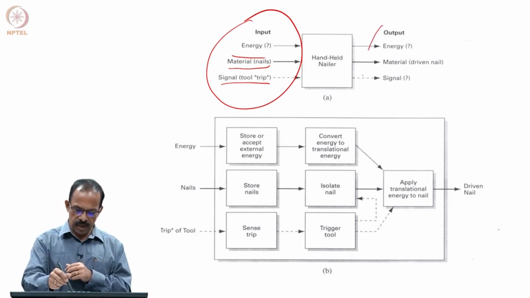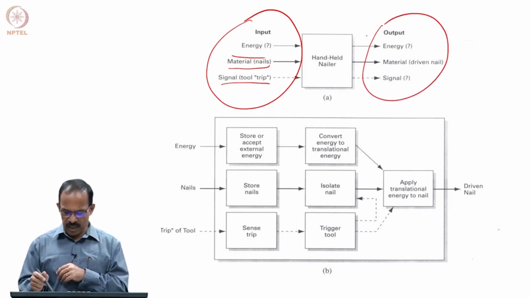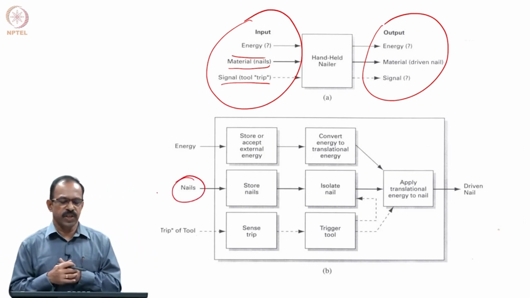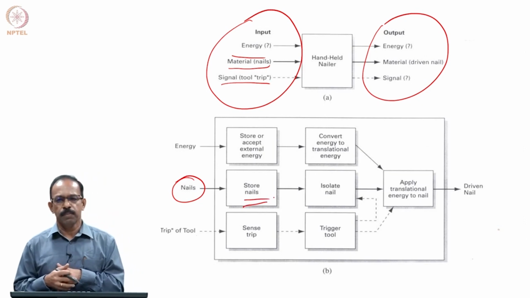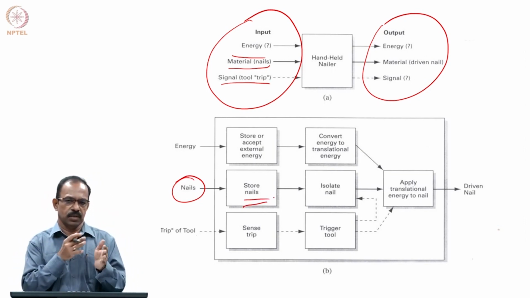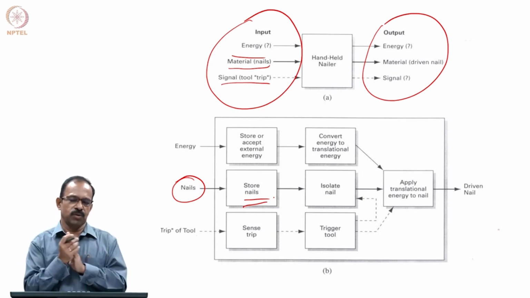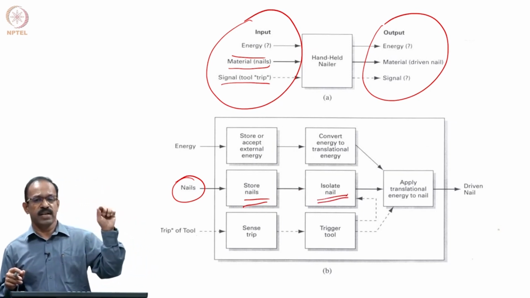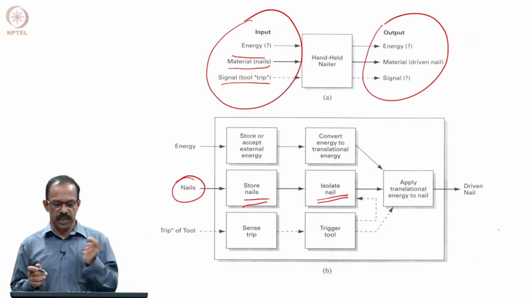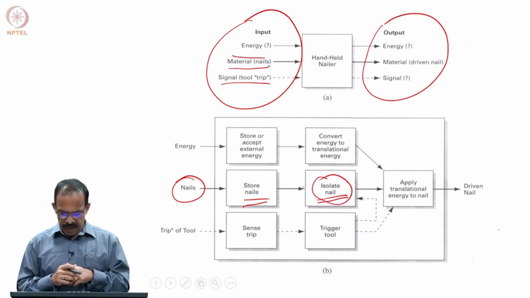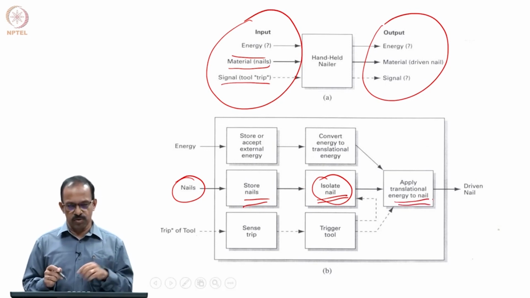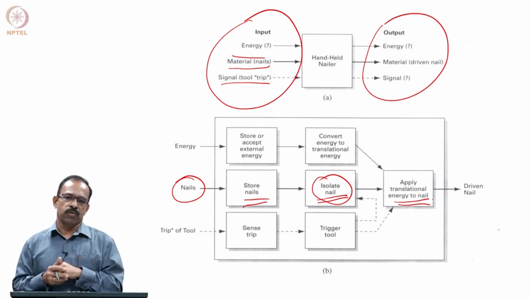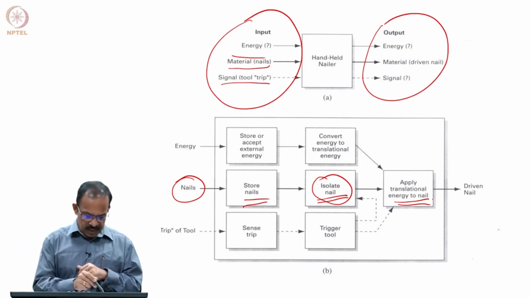So, you have this input and output. Now, you look at what is happening to the input and how it is coming out as outputs. For example, nails. The nails need to be stored in the machine, in a magazine, the nail magazine that can be used for storing, and then you need to isolate the nails. So, you have 10 nails or 20 nails stored, you need to take one by one. That is how to isolate the nail, and then how to apply translation energy to the nail. So, you isolate one nail and then apply a translation energy to the nail, so that it can actually move forward.